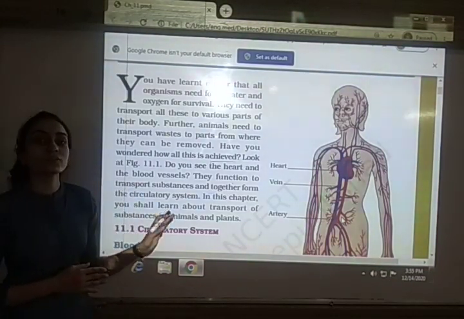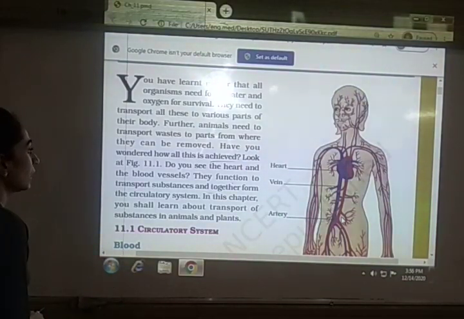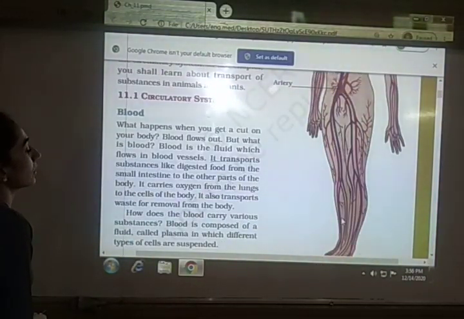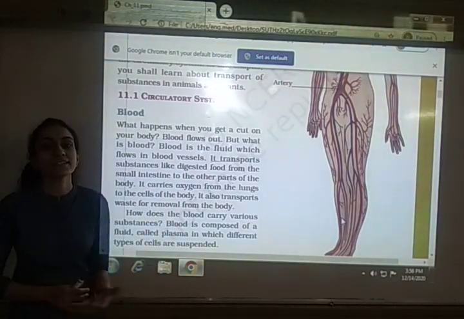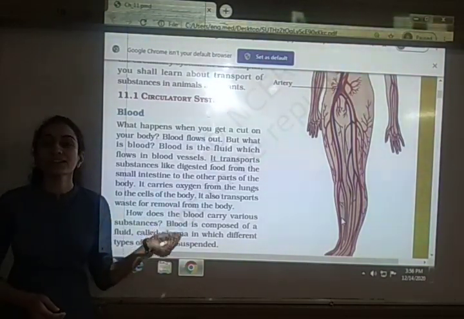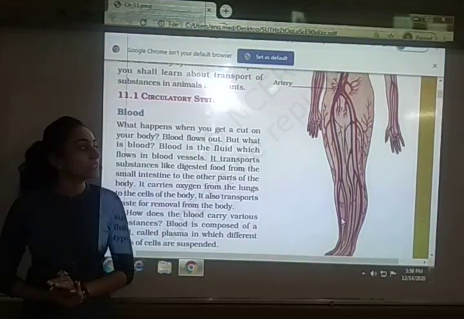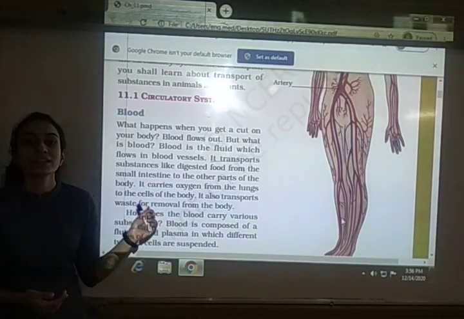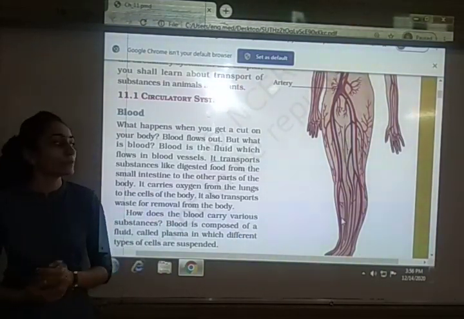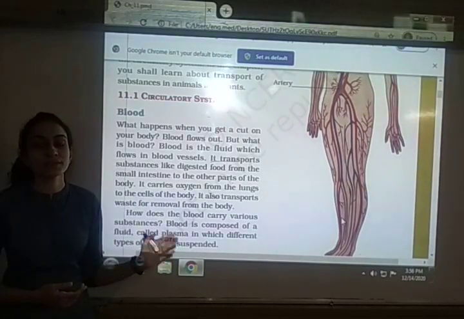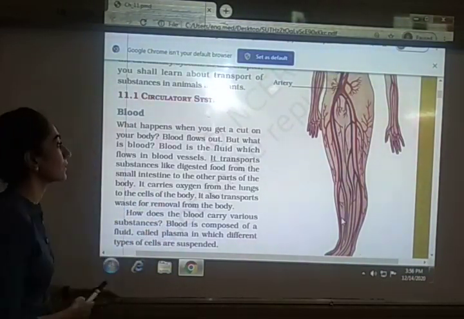As part of the circulatory system, first we had seen blood. We saw the role of blood and its different components. Blood is made up of a fluid known as plasma, and different kinds of blood cells are present in this fluid. Then we saw what different substances and cells are present in the blood.